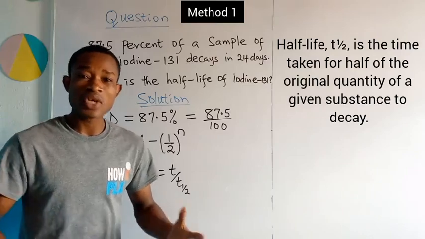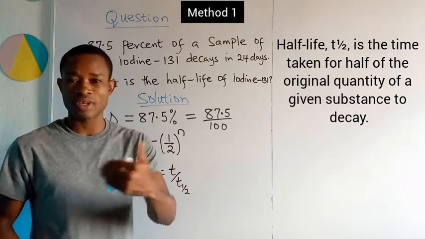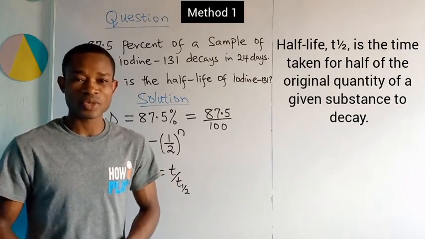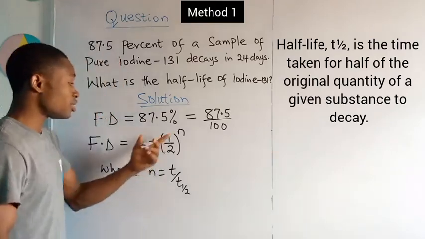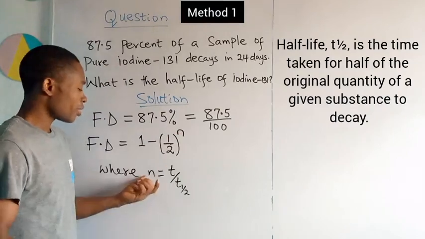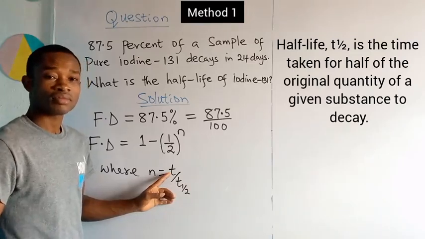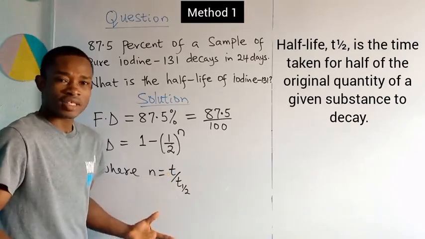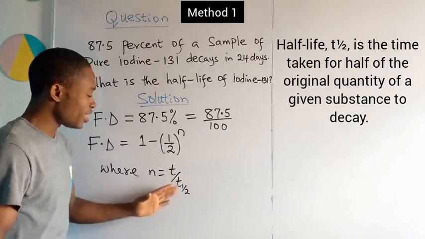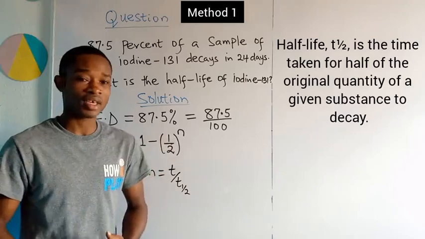I want to state that radioactive decay is modeled according to a first order equation. Don't worry, in method 3 you are going to see that equation. But for now, just know that this n is t divided by t half, where t is the time it takes for any quantity of that sample to decay, and t half is a special time, the half-life, the time it takes for half of that sample to decay.